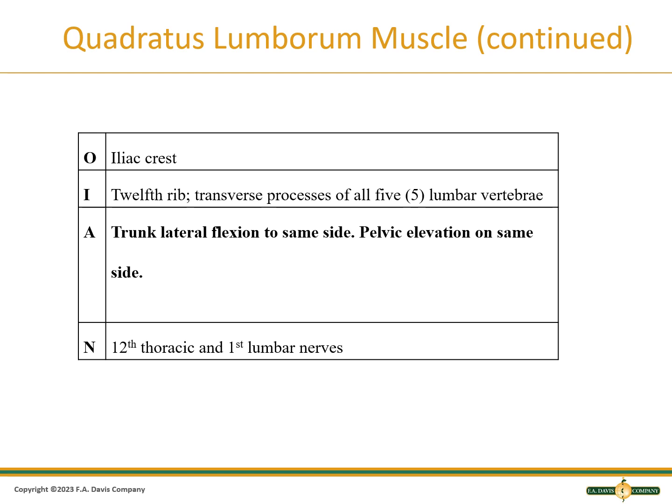When the ribs are stabilized, it can cause pelvic elevation. So if I have my leg planted, it's pulling down on my ribs and helping cause lateral flexion. But if I have my leg free, I can get pelvic elevation with activation of my quadratus lumborum. And QL is innervated by the 12th thoracic and 1st lumbar nerves.